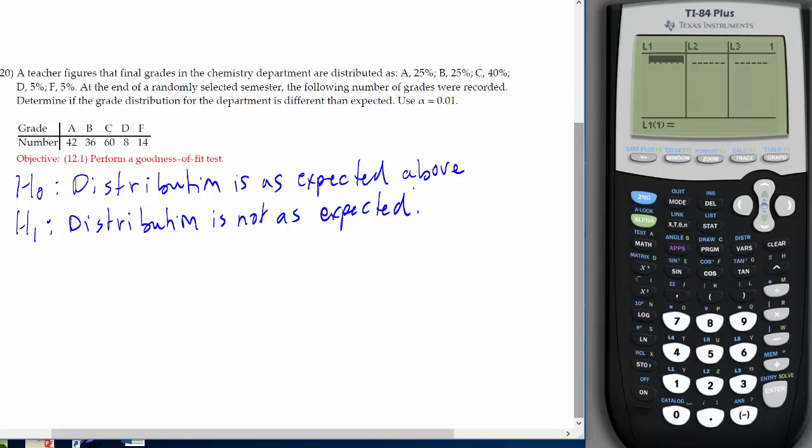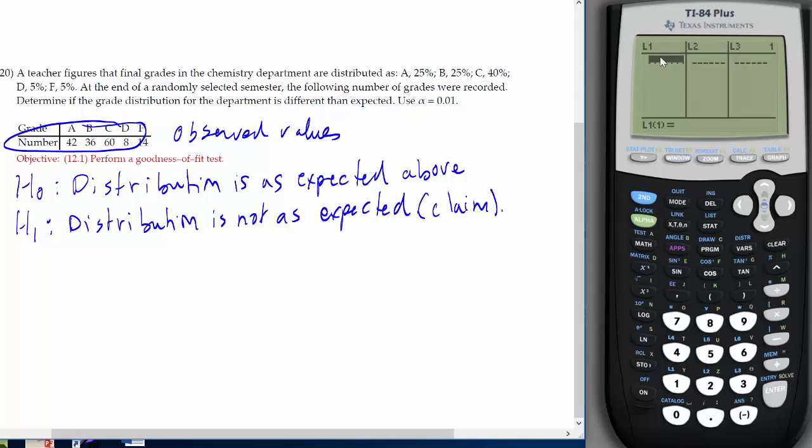He wants us to determine if the grade distribution for the department is different than expected, so the claim is in H1. I'm going to show you how to do this problem using the calculator. In L1, you're going to put the observed values. Observed values will be the ones given to you in the table. And the percentages are the expected values, and I will show you how to compute the expected values.